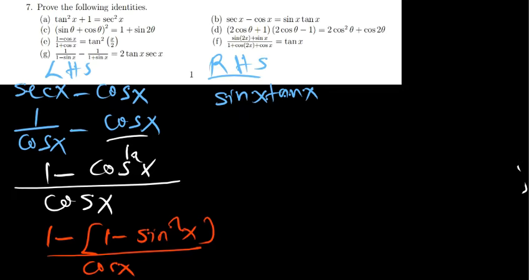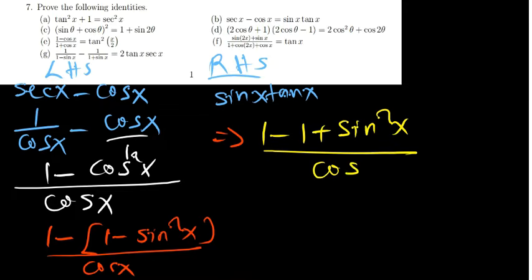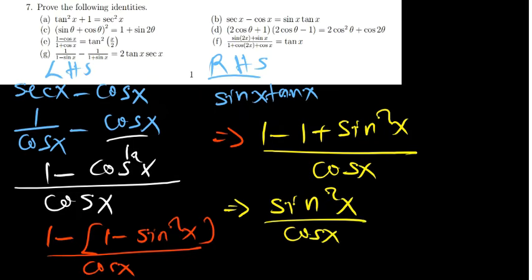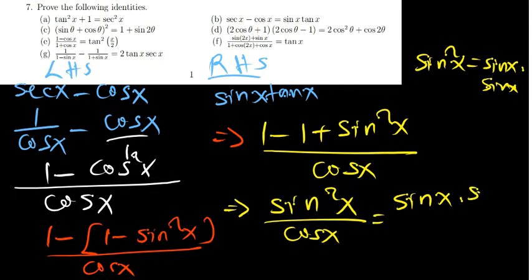Now what I'm going to do is I'll open the brackets. So I'm going to say 1 minus 1, negative negative is going to give me positive sine squared x. I divide this with cos x. 1 minus 1 is 0, so I'll have sine squared x divided by cos x. Sine squared x can be written as sine x times sine x, everything divided by cos x.